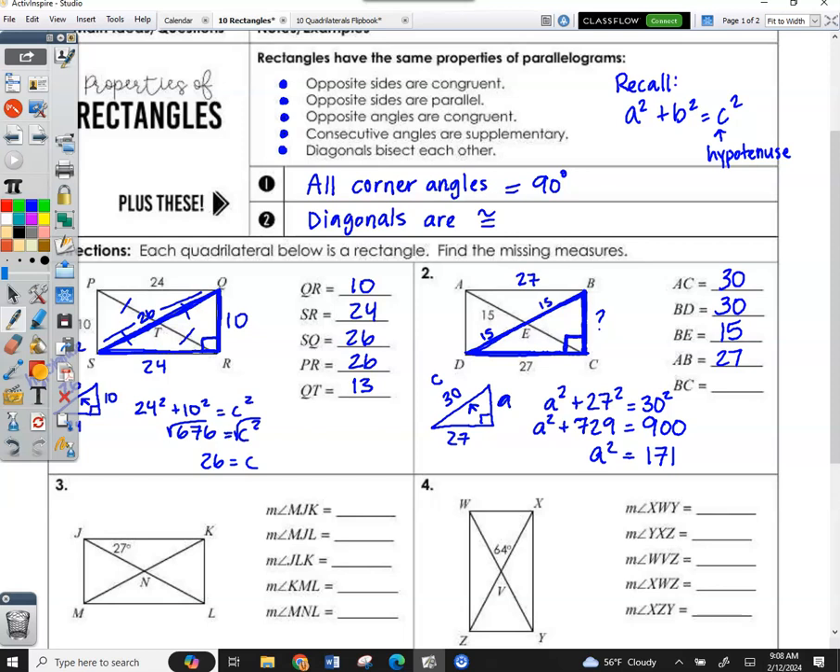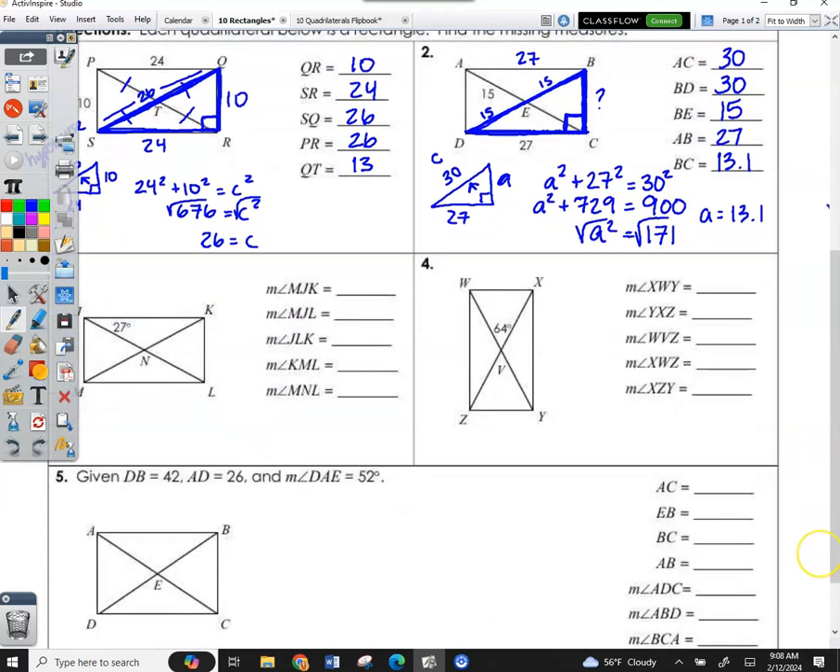Now what do I do? Square root both sides. Well, we'll go to the nearest 10th. What do you get? Okay, so we'll do 13.1. Like I said, that's the toughest it gets. It's the same thing every time. What might change is where your variable is.